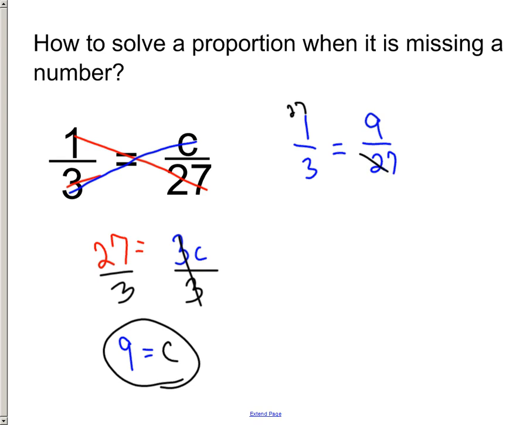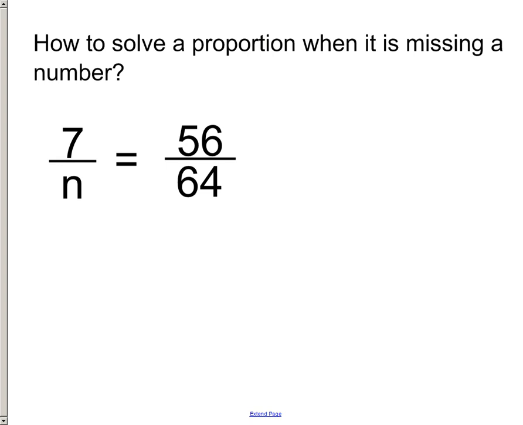Doing that little check there, 27 times 1 is 27. 9 times 3 is 27. So yeah, 9 is our missing number. And even though the numbers get bigger, that's okay. 7 times 64 is 448. N times the 56. So we always write the number first and we have the letter right behind it. So 56 times n, 56n.